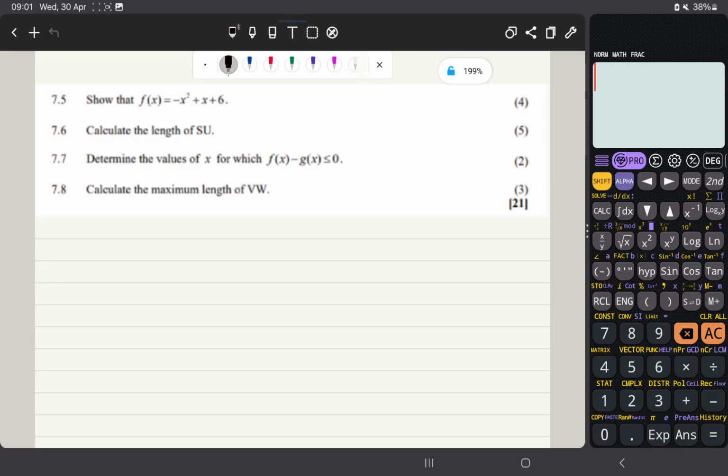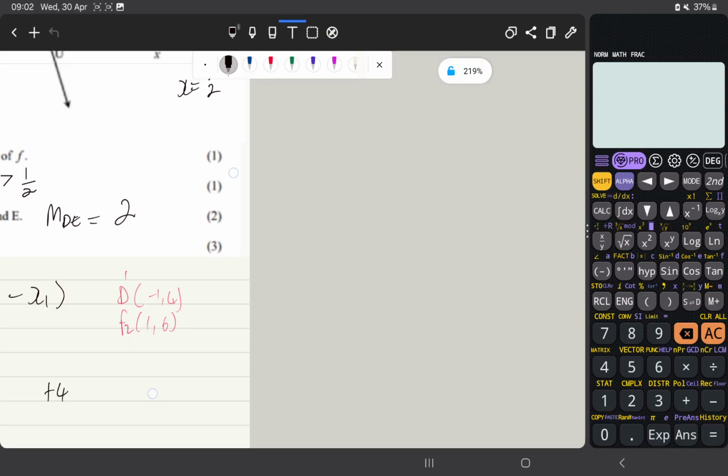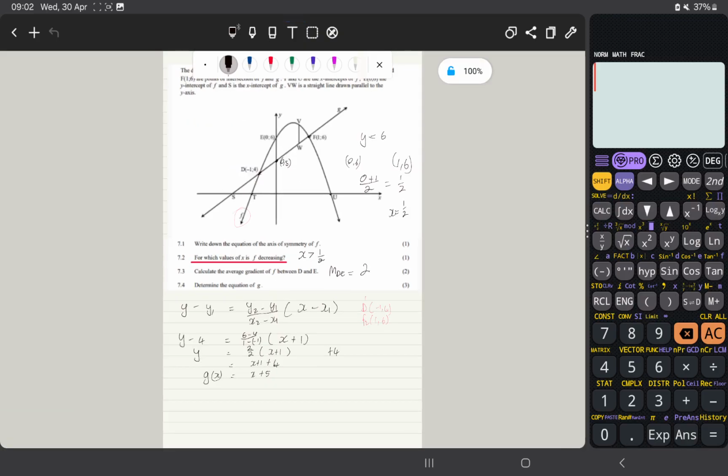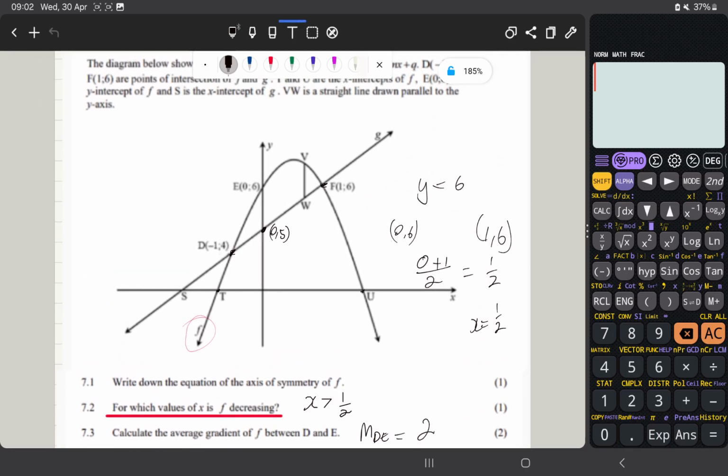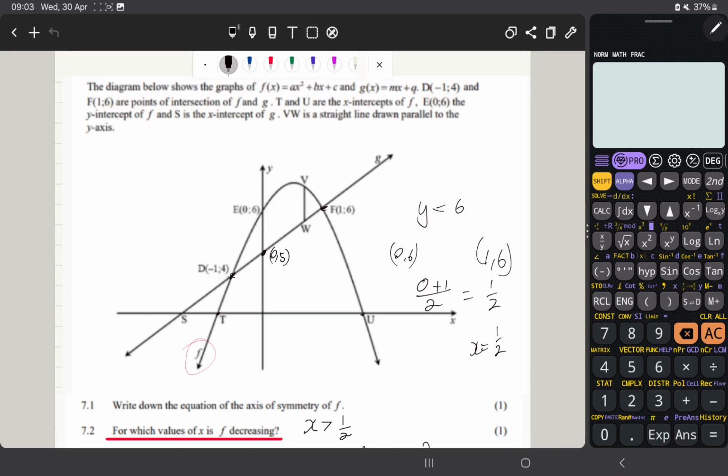The next question says show that g of x is this. When they say show that this is this, we have to calculate the equation of that parabola. Yeah, we have to find the equation of that parabola. Let's go and look back and see what we can do. So looking at this parabola.